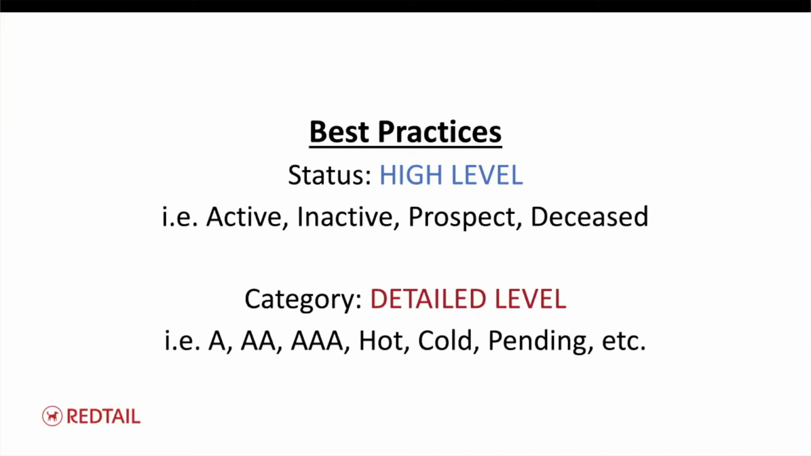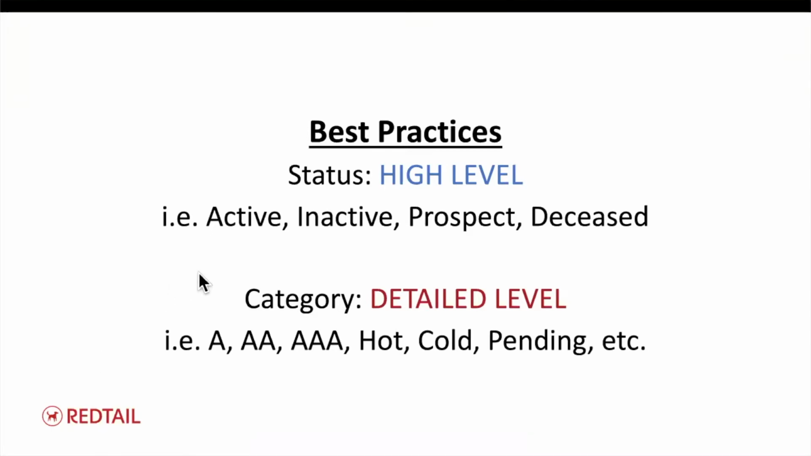and then the category is going to be used for a more detailed level. If you were dealing with just clients, we have options of like A, AA, or AAA, or maybe you want to do A, B, C, D, gold, silver, platinum. But with prospects, we use things like hot, cold, lost, warm, pending. It really gives us a way to give more detail to, if they're a prospect, what level of prospect are they currently? And again, these options are customizable in your database.